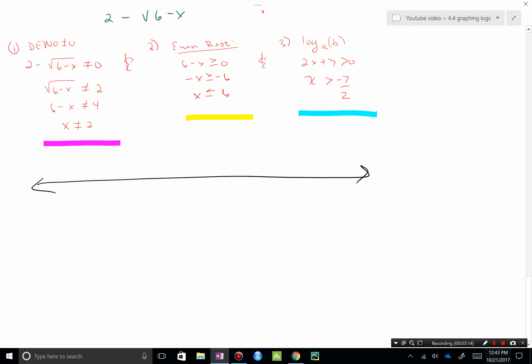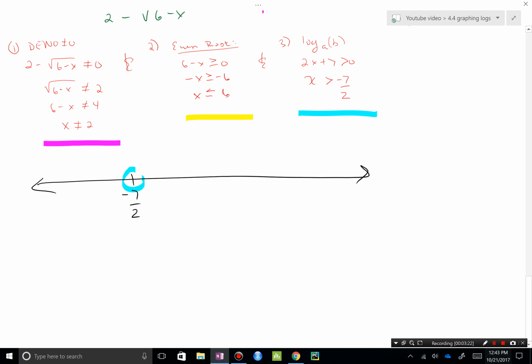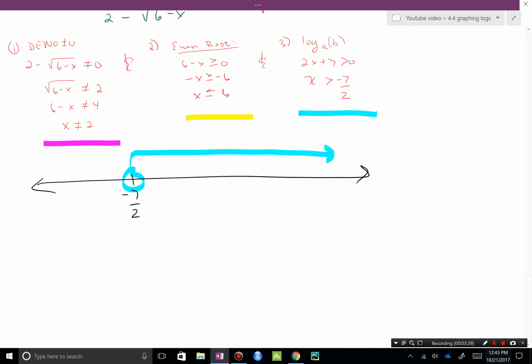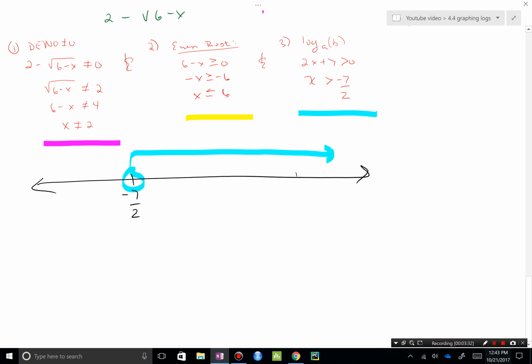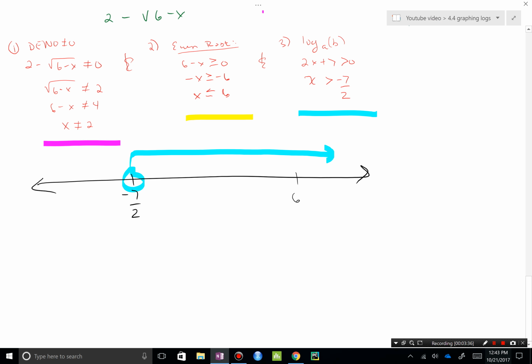So here's my number line. Here's the number negative 7 over 2. So that means negative 7 over 2 says, I like this number and everything ahead of it, right? Greater than. Now, where is the number 6 at? The number 6 is here. Why? Because I said so. And then that tells me that I like every number, including the number 6 and previous. So you can see there's a clear overlap between negative 7 over 2 going forward and 6 going back. It's everything that's in between.